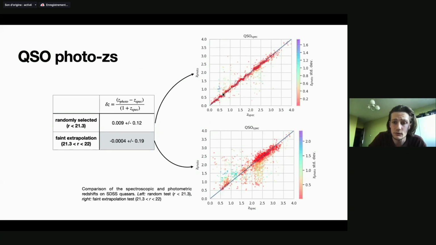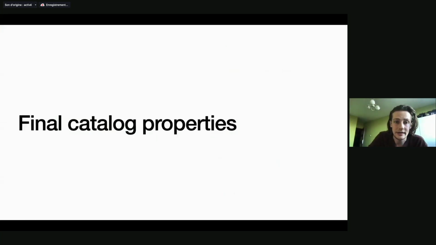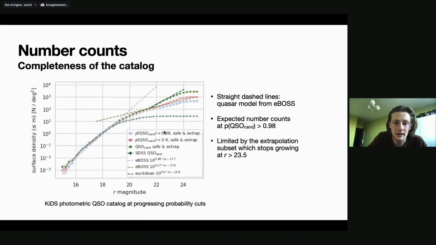For the redshift of quasars, this problem is in itself hard to solve. So we also get very good results on the randomized test, and definitely much larger scatter on faint data, but still very good results. And now the final catalog. So, testing of the final catalog. First, what we use is number counts. We have a couple of different models here. Basically, the straight lines over here are the models from eBOSS, what we would expect to have. And now the whole catalog in the safe and extrapolation subsets is the green line.